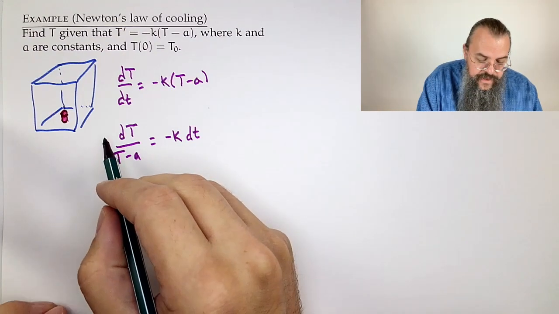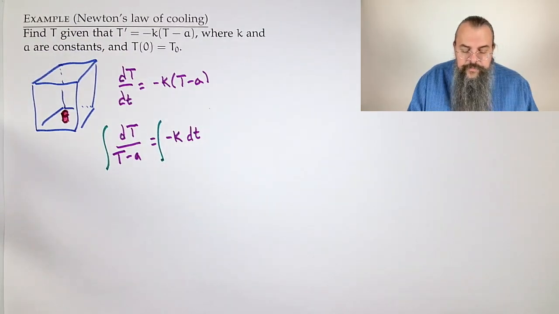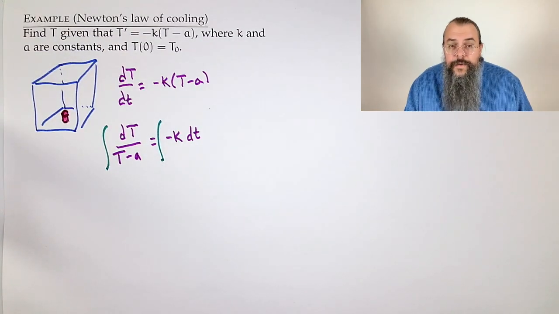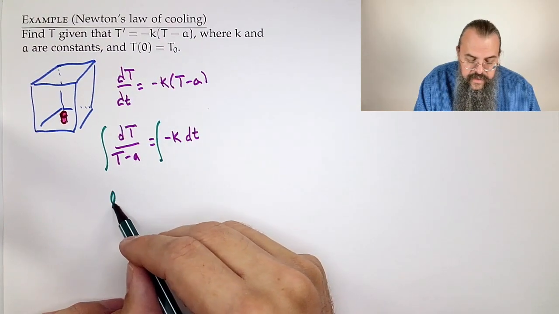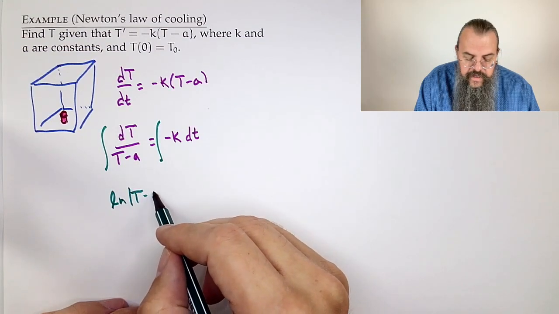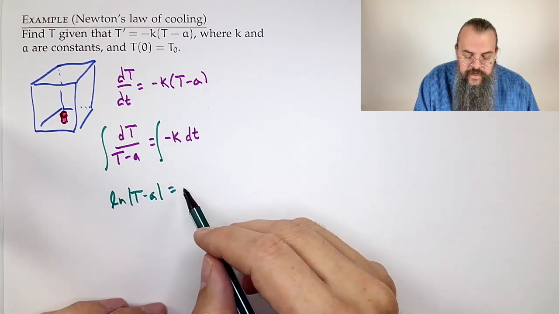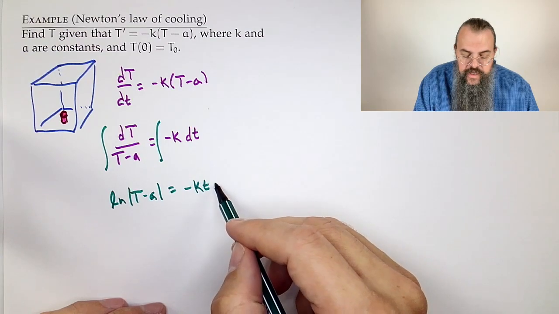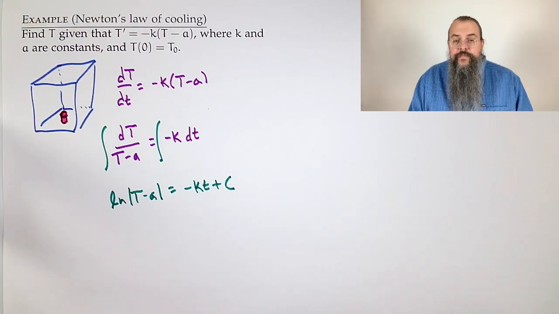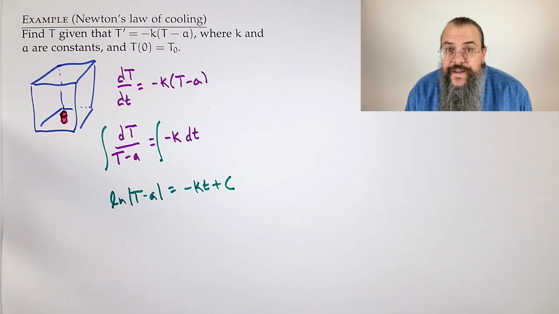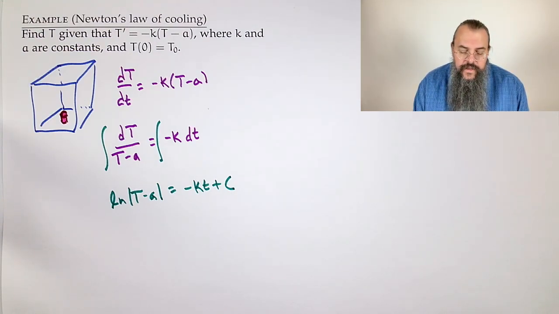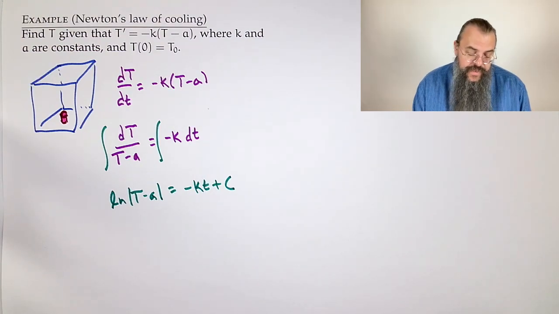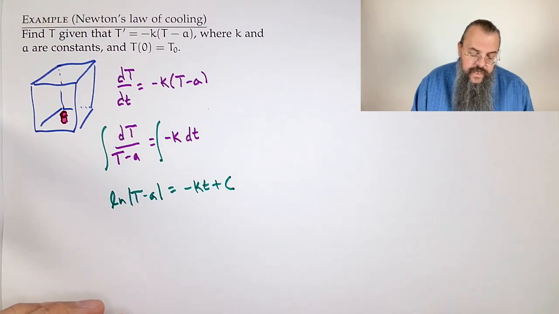Now the integration. Integrate. Okay, well, what do we get? On the left-hand side, we'll get natural log of T minus A. Over on the right-hand side, minus Kt plus C. Yeah, that was pretty quick. Integration, not so bad here. All right, well, let's keep going. Let's solve for capital T. Okay, so what is that?